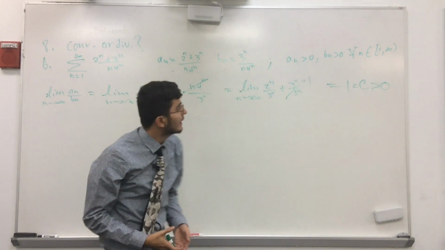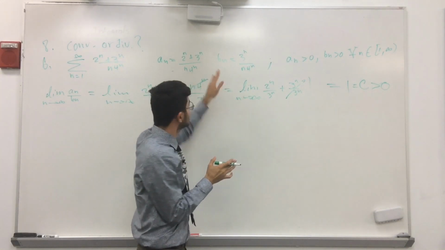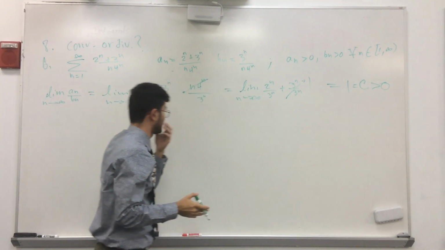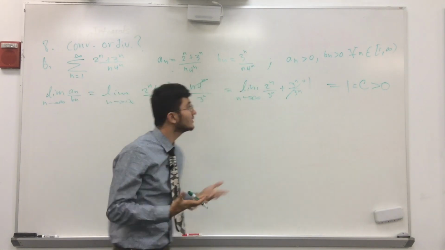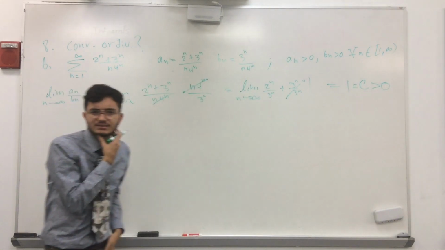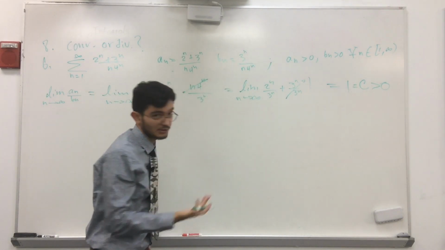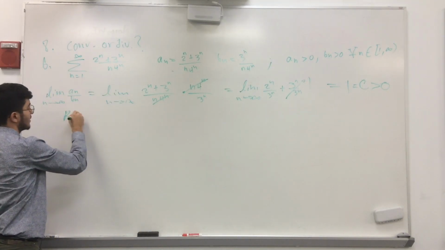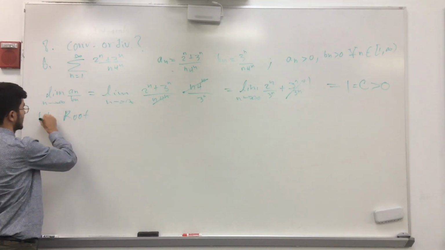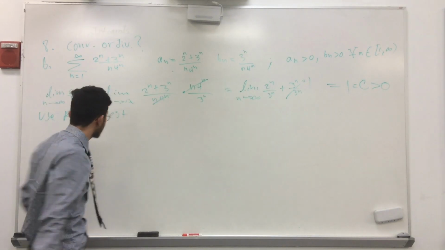which means that both sums, an and bn, either converge or diverge, provided that we know the convergence of bn. So does it converge or does it diverge? It's not very clear. But we can use another convergence test. We can use the root test to find the convergence of bn.